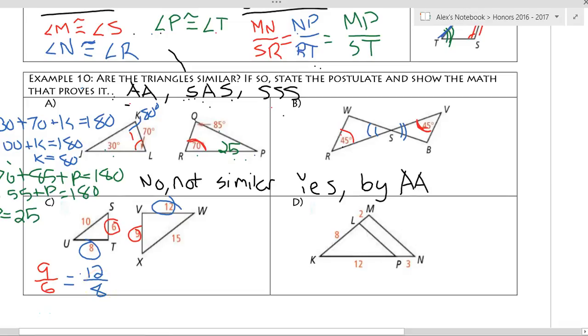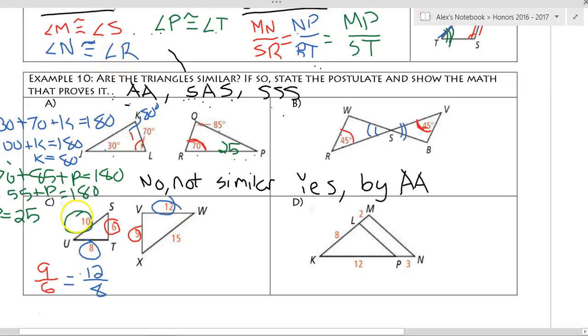And for these, it does not matter as much as the scale factor. The scale factor is really important. These you can flip as long as you start with the same triangle every time. Okay? You can't do 6 over 9 and then 12 over 8. It's going to mess it up. So if you start with one triangle, you always have to start with that triangle.